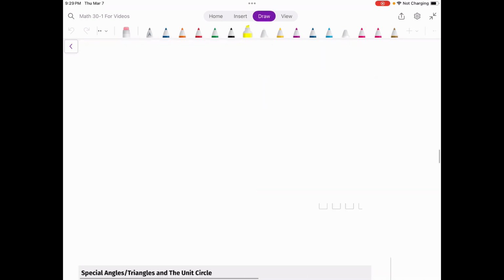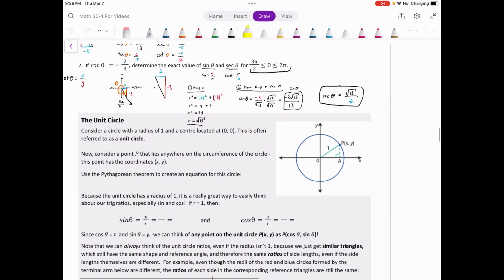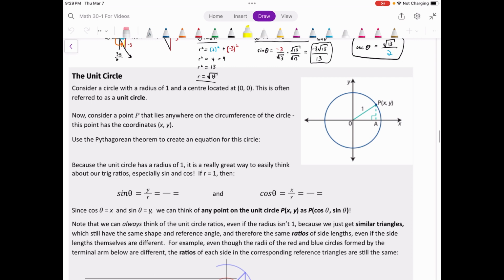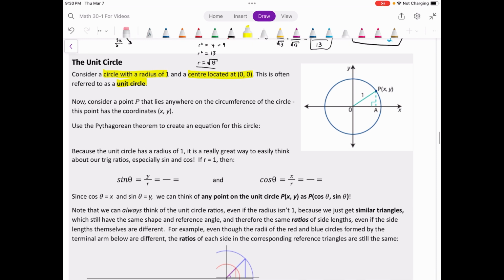So before we build up to that, what is a unit circle? It's actually pretty straightforward. It's a circle with a radius of 1, and its center is located at 0, 0. We call this a unit circle. In math, unit often means 1. A unit means it's equivalent to 1. Did you imagine that? You don't have to imagine it. Here's a picture of it. It's a circle with a radius of 1 centered on 0, 0.